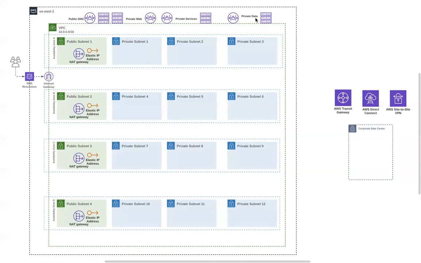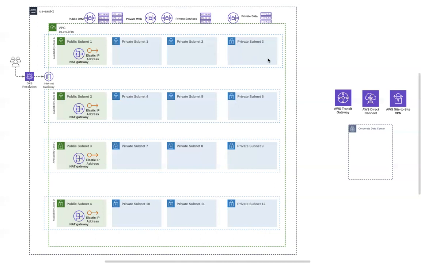So you can ensure, for example, that your private data subnets can be accessed from your corporate data center. Your private services subnets can access private data subnets, but your private web subnets cannot directly access private data subnets. Your public set of subnets should not access your private services or your private data. In that way, you have more granular control over what can access what.